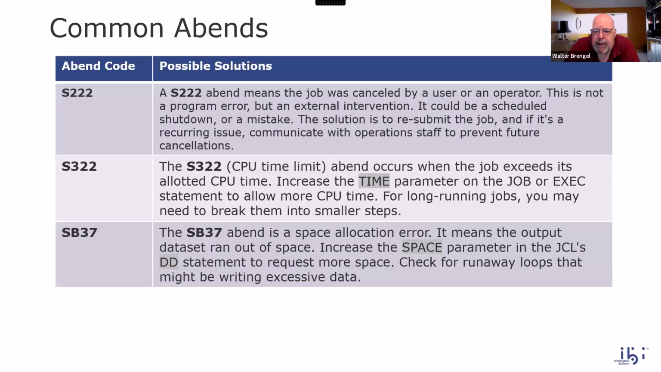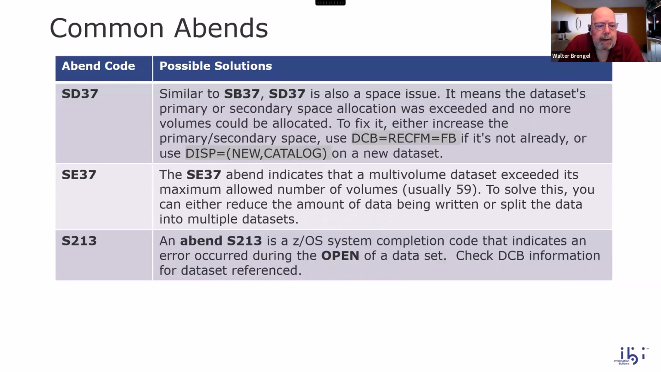The B37 is a space issue. So if you see an SB37, it means that your output data set, this normally happens on write, ran out of space. So you tried to put in data, you didn't have enough space. So the solution here would be to increase the space. The D37 is also a data set issue dealing with space.